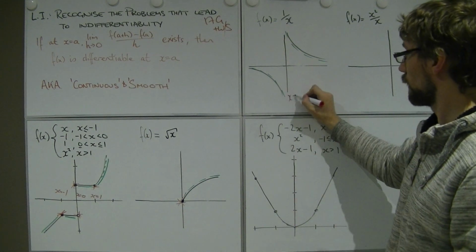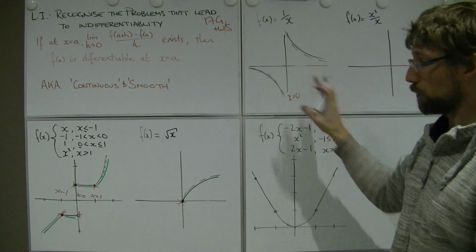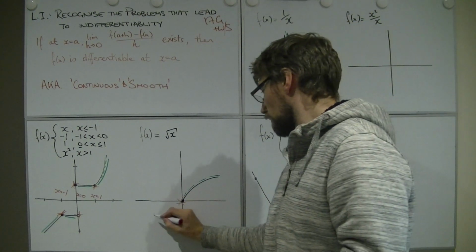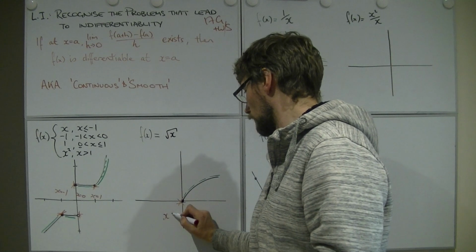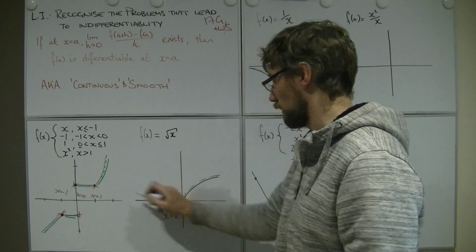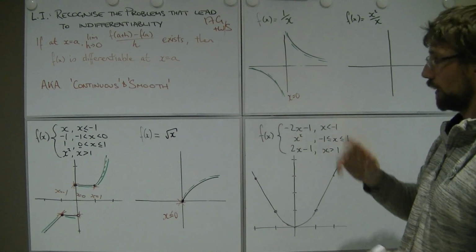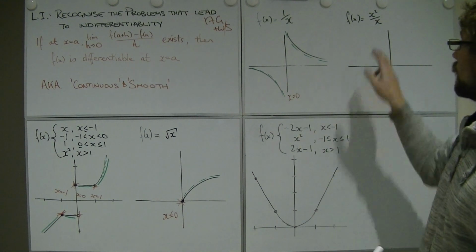So x equals 0 is not differentiable for this function. Oh, I didn't write it over here. So whenever x is less than or equal to 0, this won't be differentiable. Cool, over here, everything except for 0 is fine. Brilliant. What about something like this?